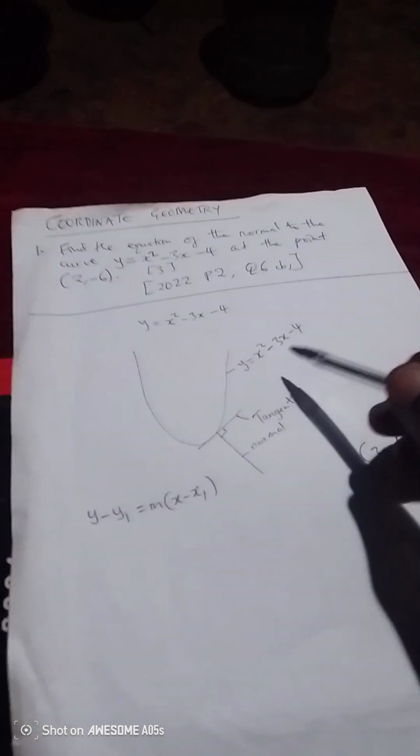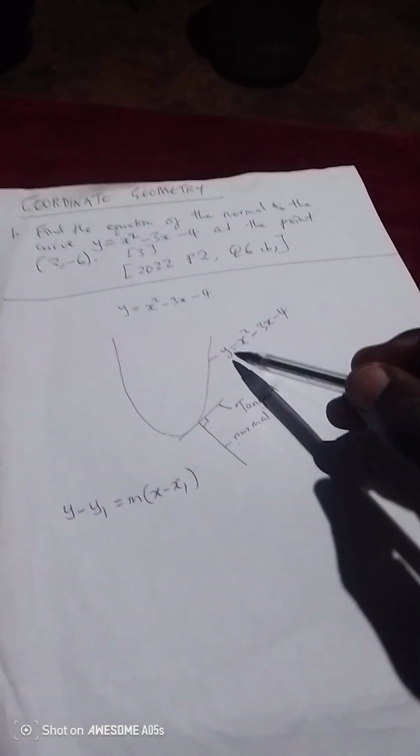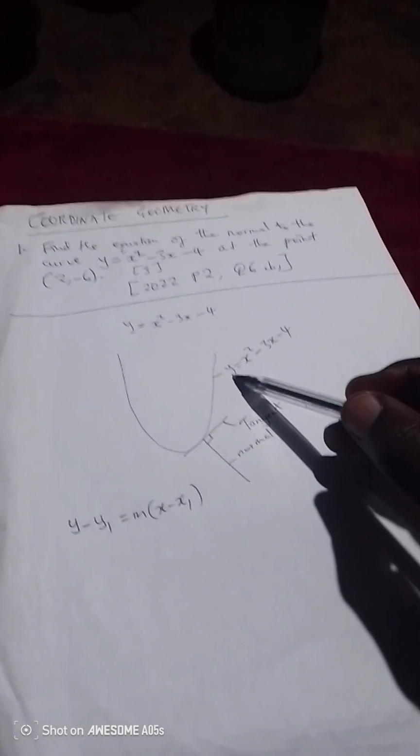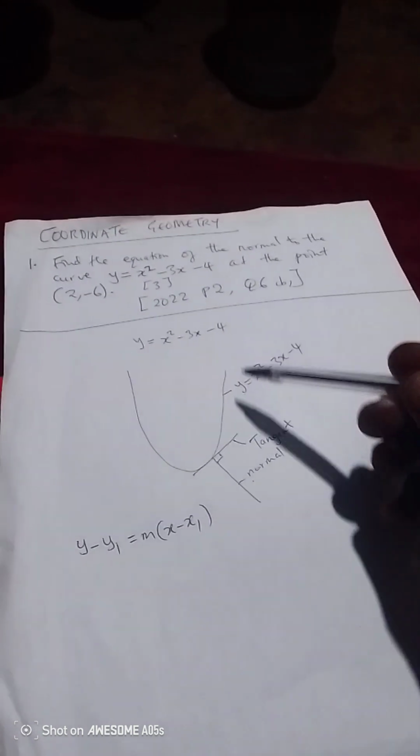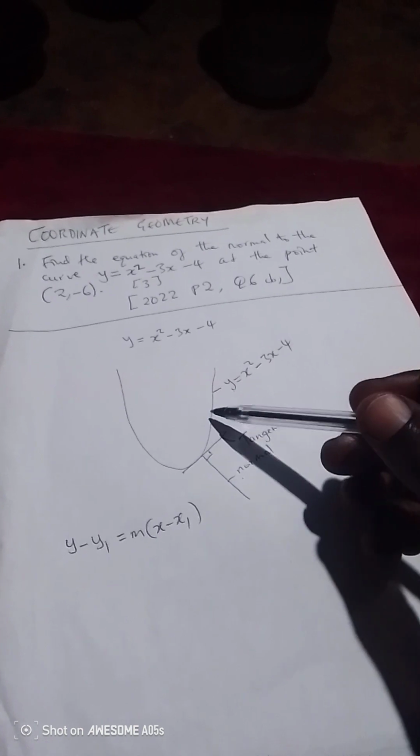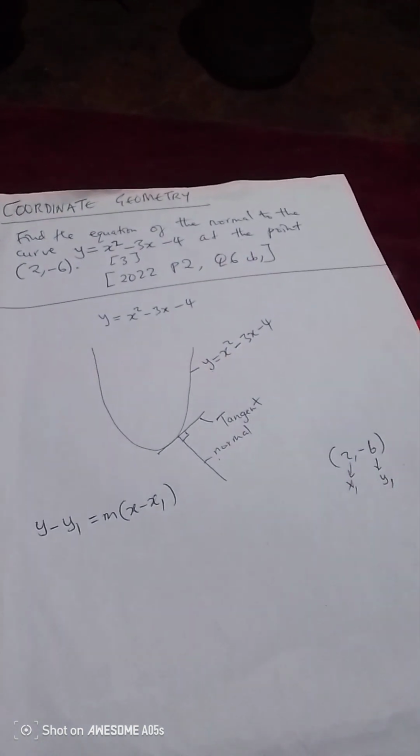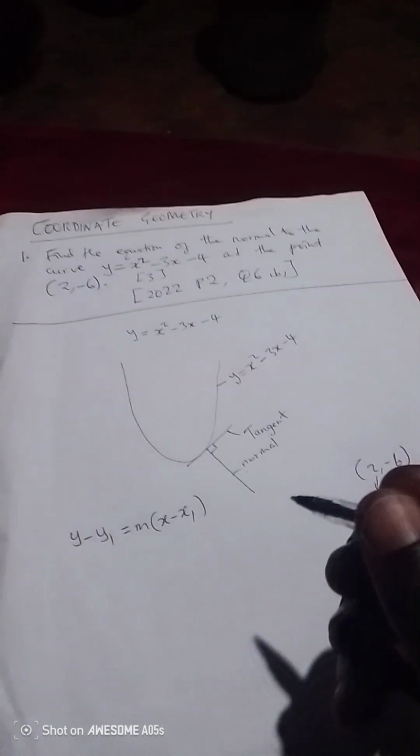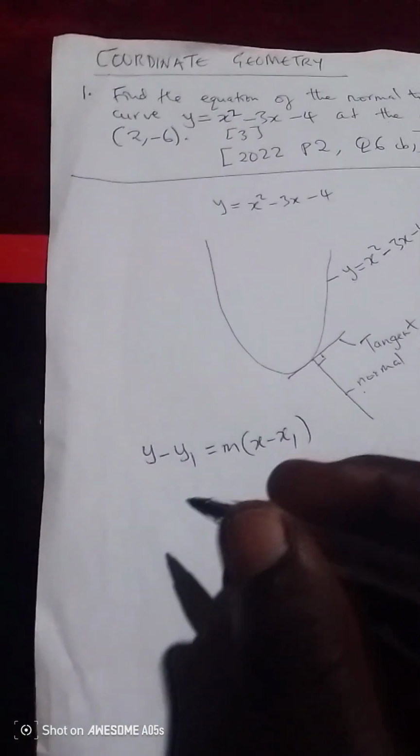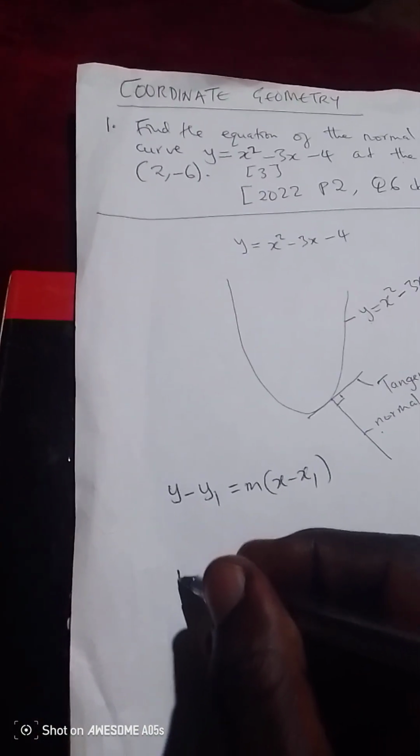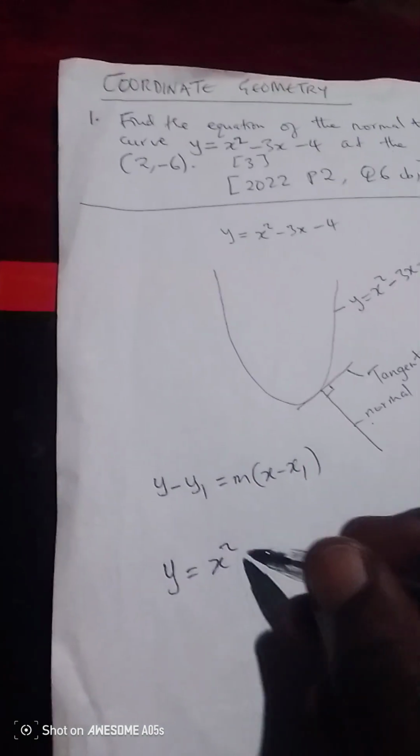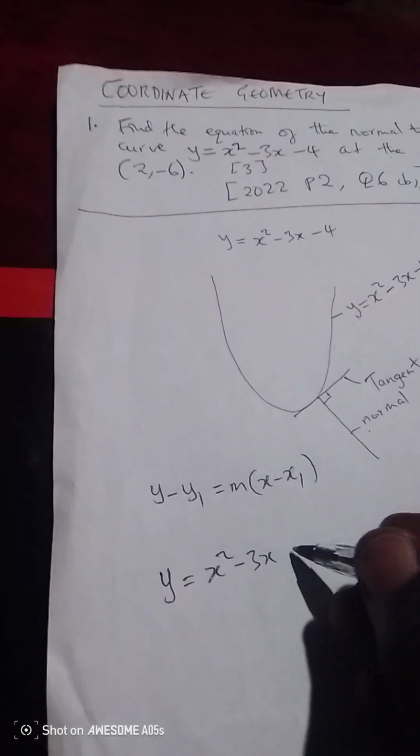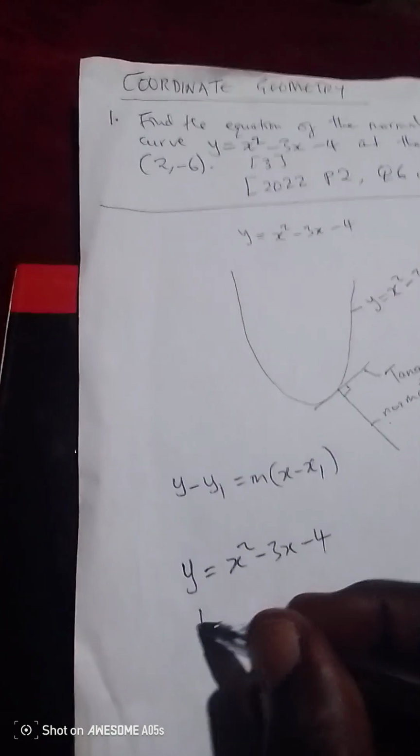Then from there, we are going to utilize what we call calculus to find the derivative of this curve. We should bear in mind that at the point of intersection, the tangent and the curve have got the same gradient. So we are going to differentiate this curve. So we'll find dy/dx, where y has been given as x squared minus 3x minus 4. We find dy/dx.